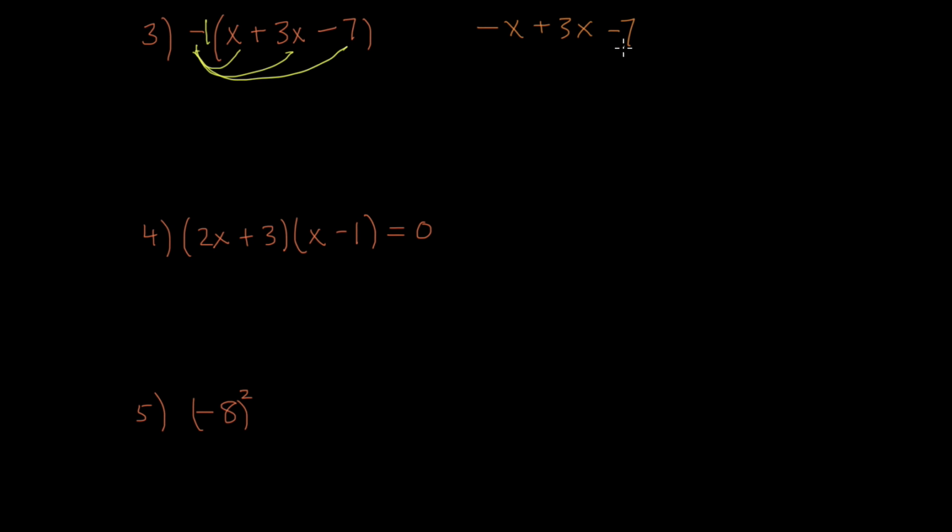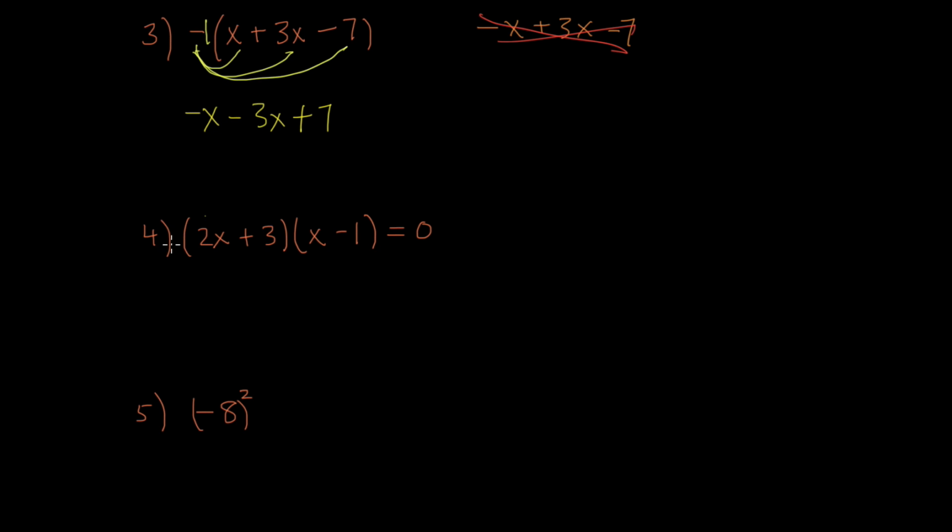But this is wrong because you have to multiply it by every term and not just the first term. So this would be wrong. And the correct method would be, so negative 1 times x is negative x. Negative 1 times 3x is negative 3x. And negative 1 times negative 7 is positive 7. So this would be the correct answer.